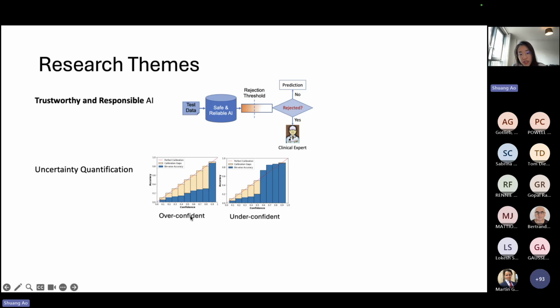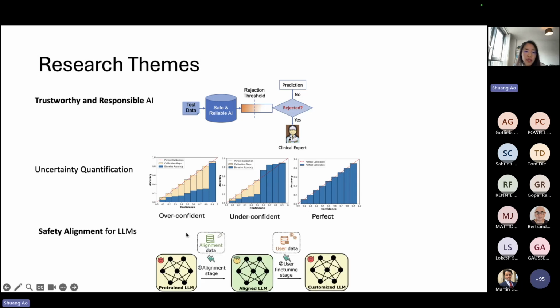The other side of the coin is underconfidence, which means that even though the model already provides the correct answer, it's not confident enough. What we want to do is to align these two levels and make it a well-calibrated model. Another theme is safety alignment for large language models, because nowadays they are easily attacked by malicious data. How do we make sure that after fine-tuning, the model still maintains the safety alignment of the pre-trained one?